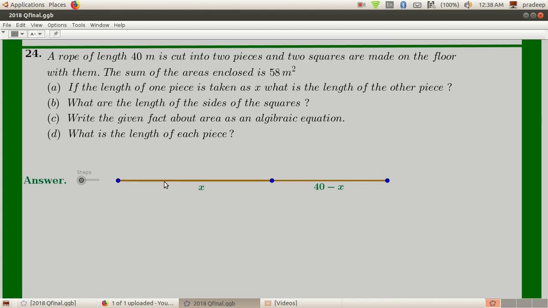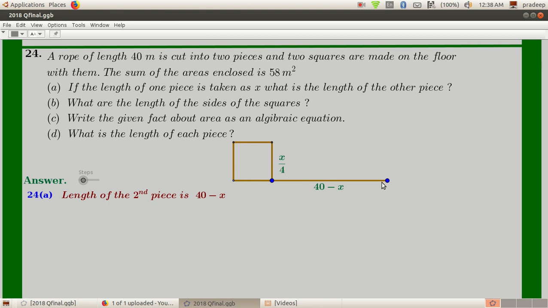Then, if two squares are made with these two pieces of rope, we have to answer the second question: what are the lengths of the sides of the squares? If the length of the first piece is x, and we make a square with that rope of length x, the length of each side will be 1 by 4th of x, that is x by 4.